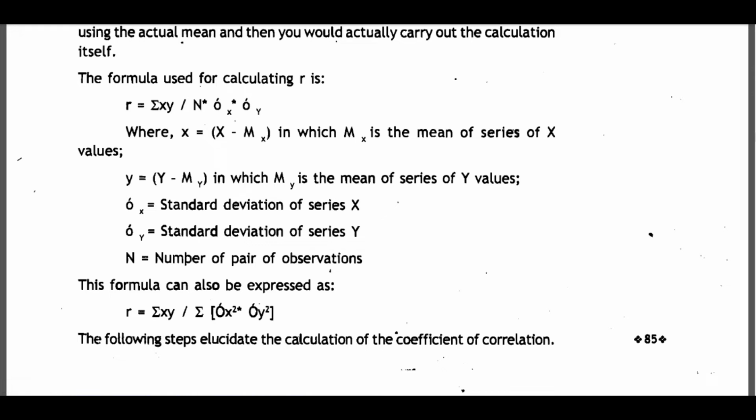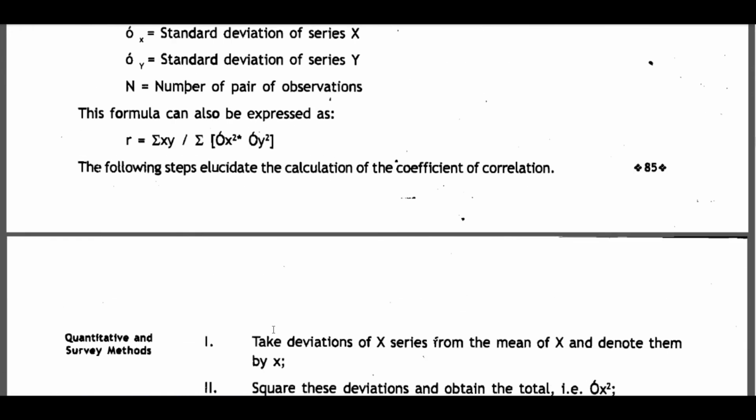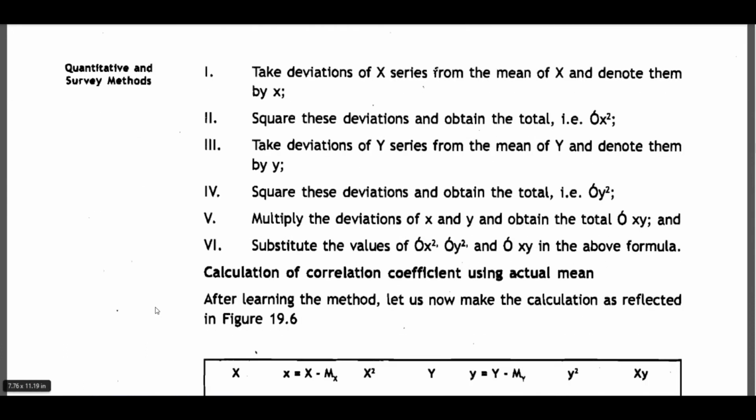The following steps elucidate the calculation of the coefficient of correlation. One, take the deviation of the x series from the mean of x and denote them by x. Square these deviations and obtain the total, sigma x square. Take the deviation of the y series from the mean of y and denote them by y. Square these deviations and obtain the total, that is sigma y square. Multiply the deviations of x and y and obtain the total sigma xy, and substitute the values sigma x square, sigma y square, and sigma xy in the above formula.